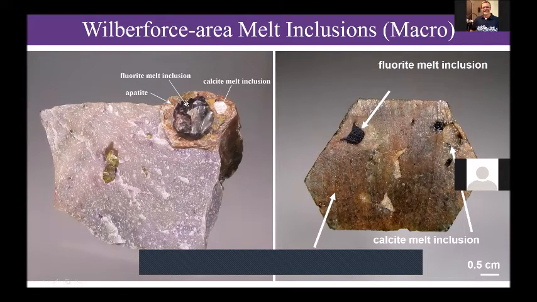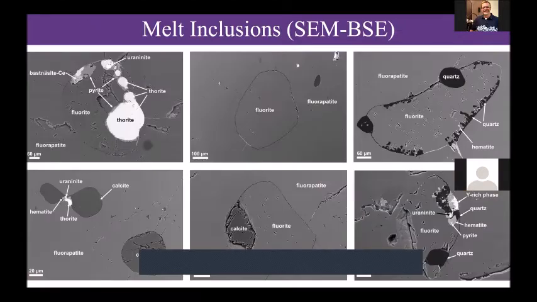So here is an about 1 centimeter, really, really big example of a fluorite melt inclusion next to a smaller calcite melt inclusion. This is an apatite from the Dwyer mine showing a large fluorite melt inclusion, and also over here, it's kind of hard to see, but there is a calcite melt inclusion. We identify these as melt inclusions, mostly based on their globular morphology and also the texture of daughter phases seen in SEM imaging, which we're going to look at now.